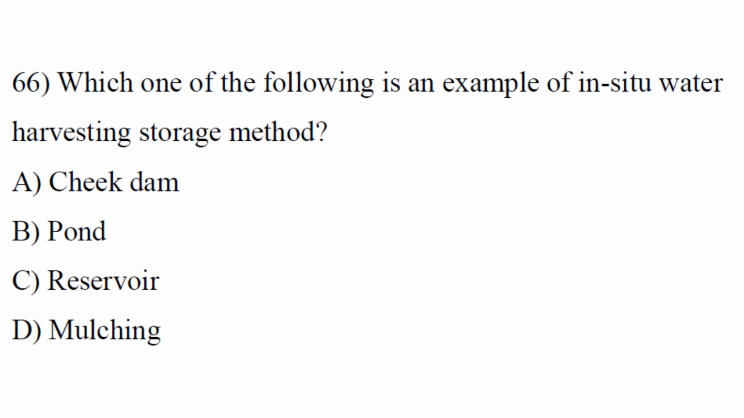Answer, A. The dry montane forest. 66. Which one of the following is an example of in situ water harvesting storage method? A. Check dam. B. Pond. C. Reservoir. D. Mulching. Answer, A. Check dam.